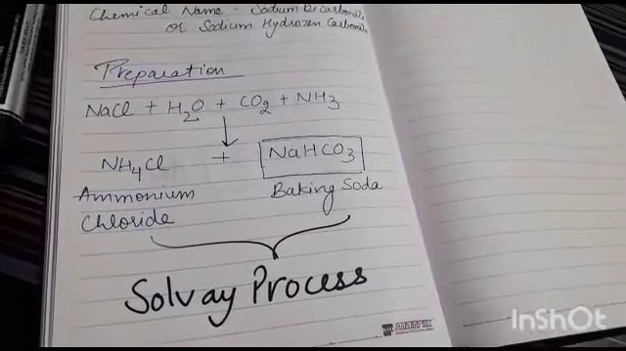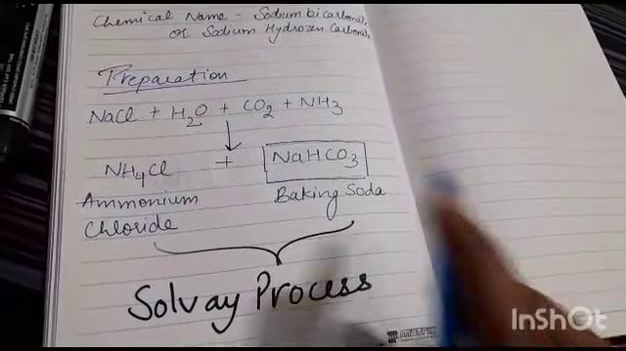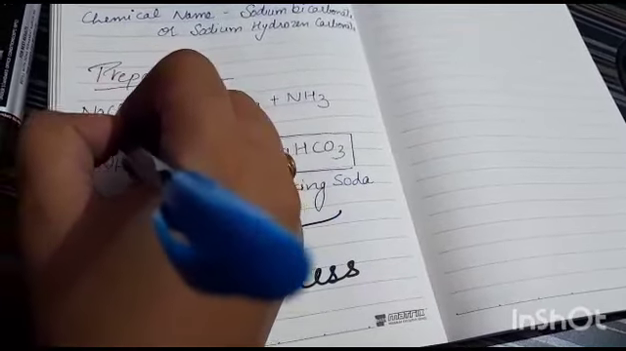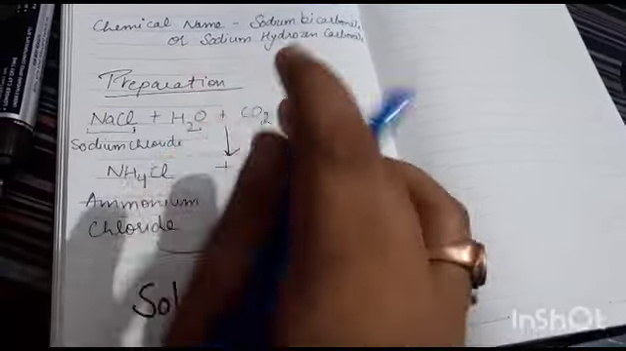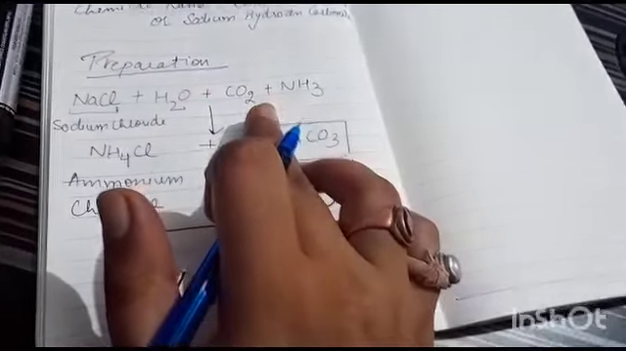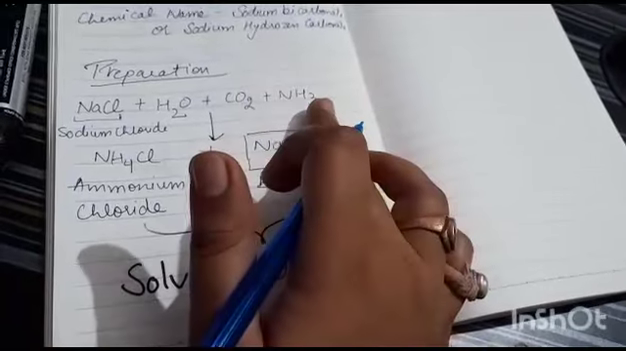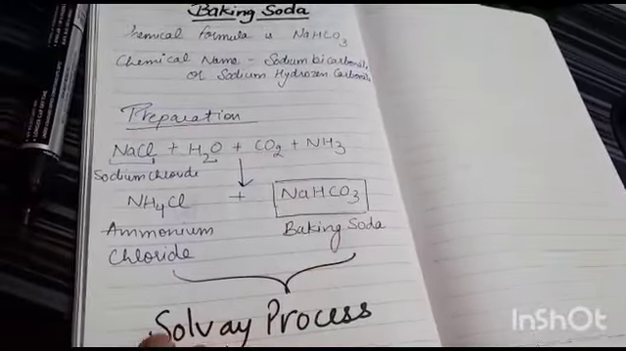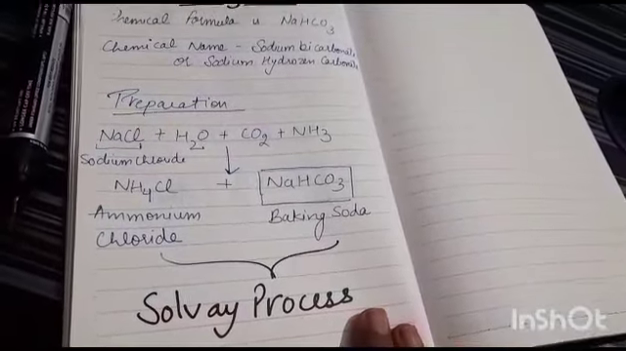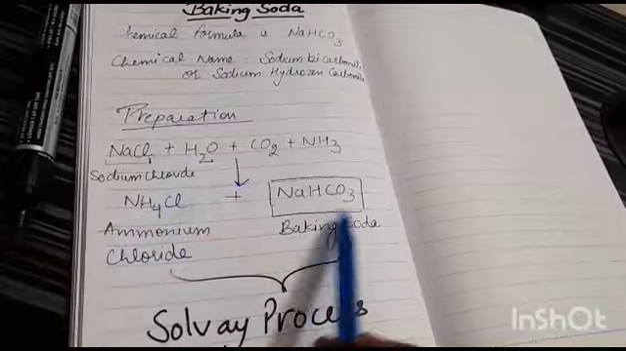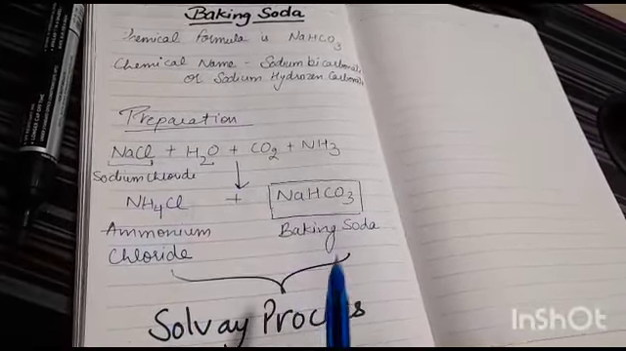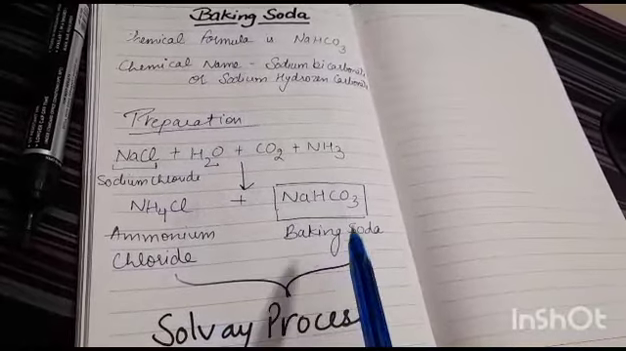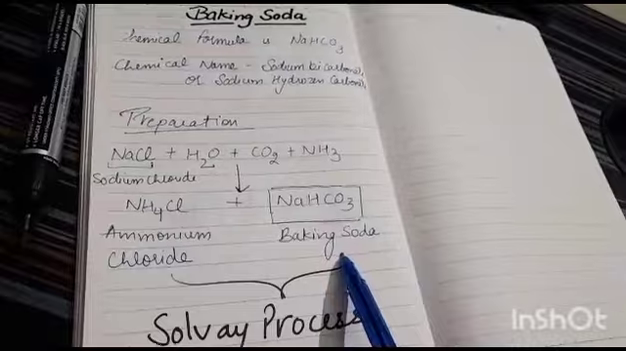The raw material used in preparation of baking soda is sodium chloride. By adding water and passing carbon dioxide and ammonia through it, we get ammonium chloride and baking soda, and this whole process is known as the Solvay process. The special name given to this preparation is the Solvay process. This is also asked in examination: what is the Solvay process? It is nothing but the preparation of baking soda.